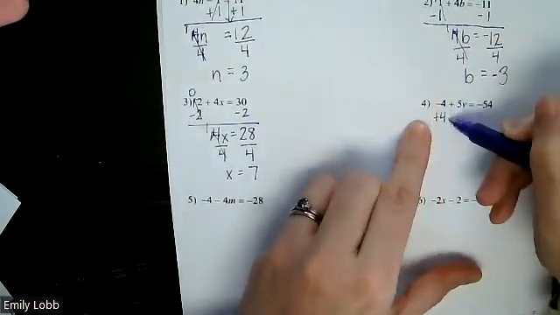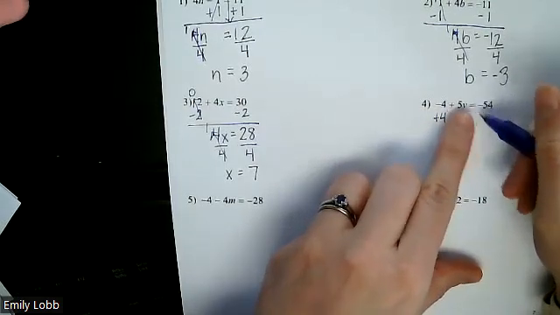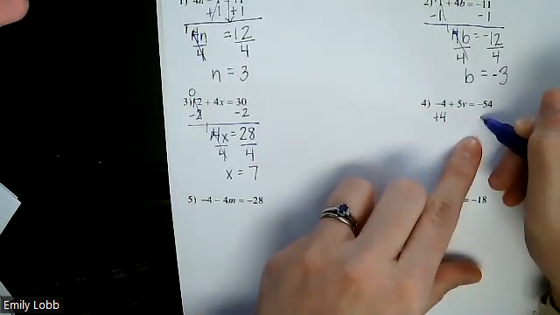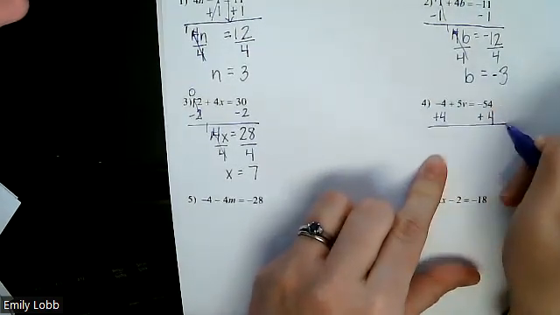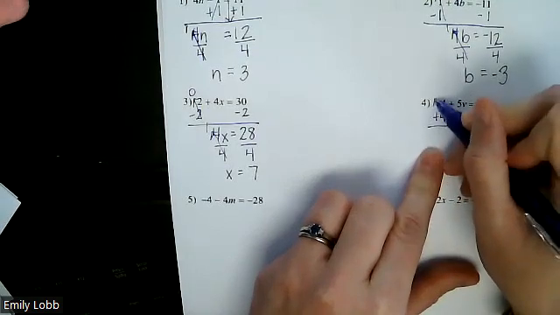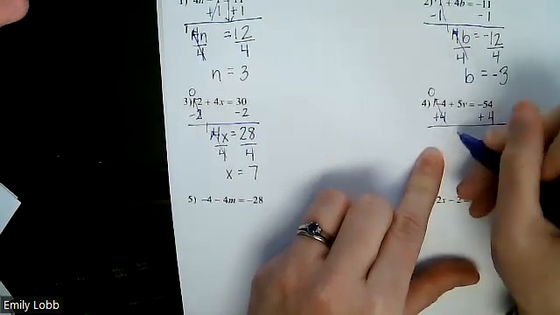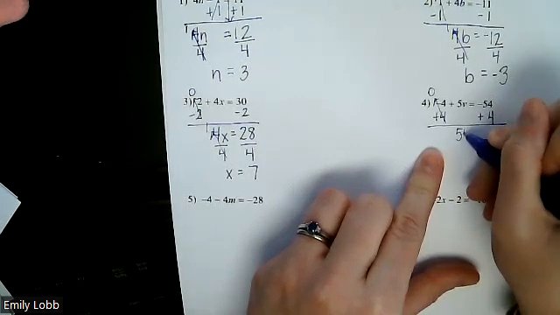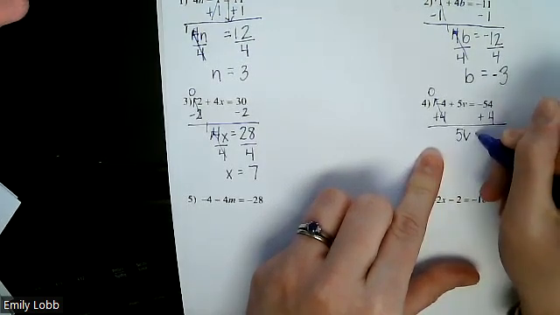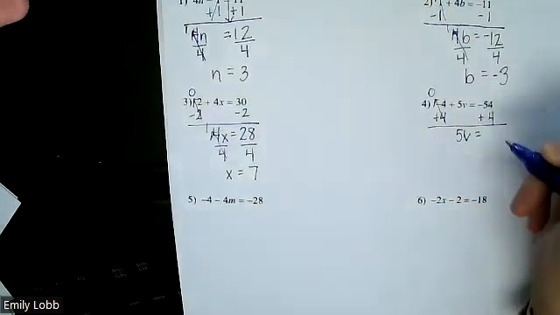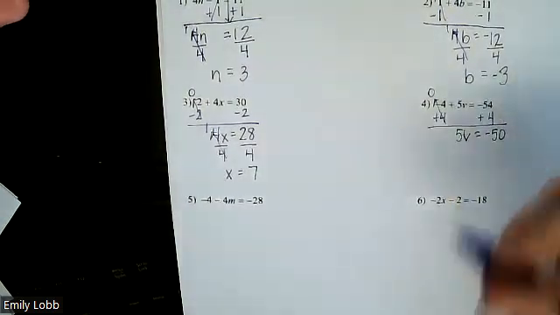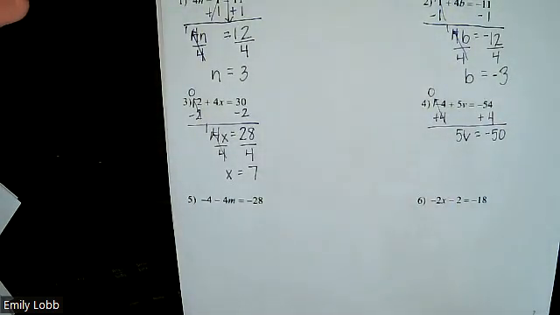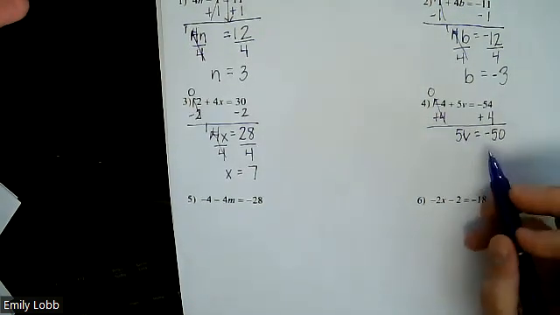Notice I'm writing it right under that because that's what I'm combining it with. I'm not really combining it with my 5b. So I'm going to add 4 to the right side of my equal sign as well. This becomes 0. I have 5b is equal to negative 50. If I'm at negative 54 and I add 4, I'm really finding the difference. 54 minus 4 is 50, and my bigger number is negative.